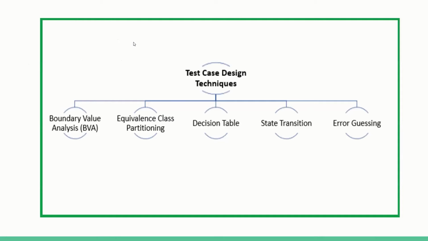There are more test case designing techniques, but today I'm going to discuss these 5 techniques. The first one is boundary value analysis. The second one is equivalence class partitioning. The third one is decision table. The fourth one is state transition. And the fifth one is error guessing. We'll see these one by one with an example.